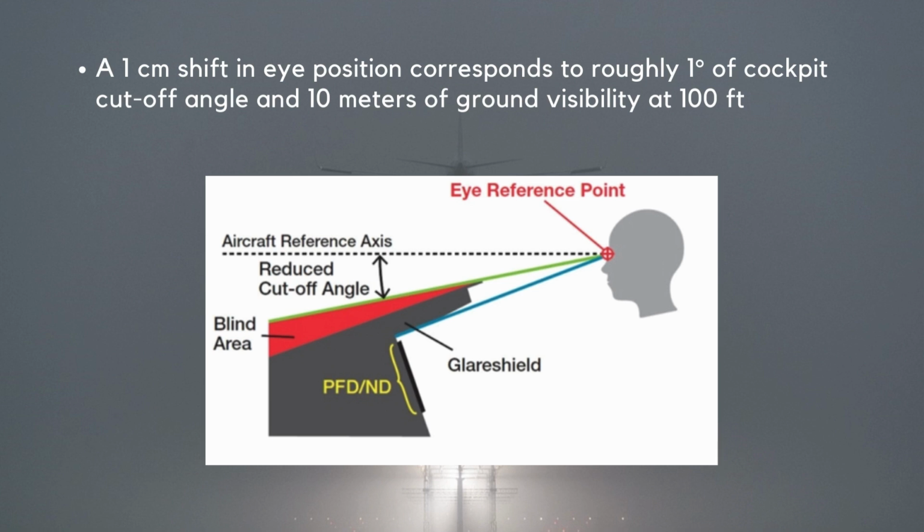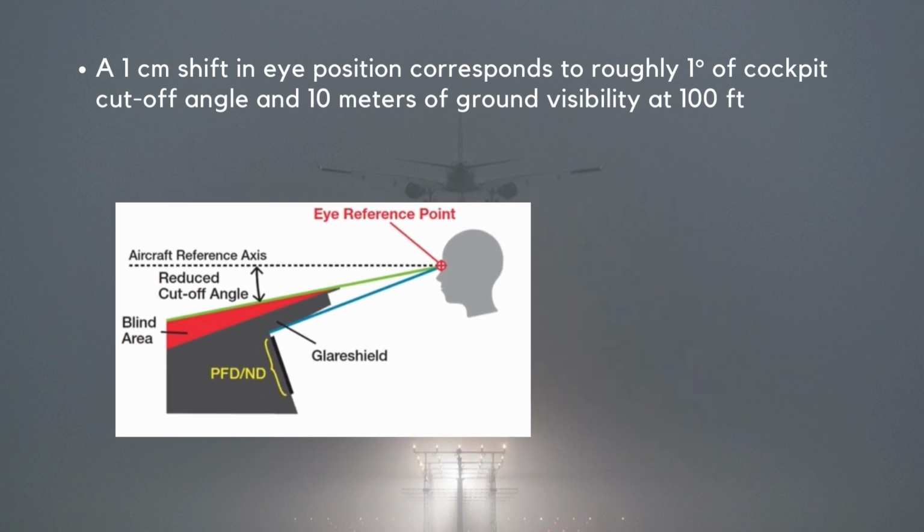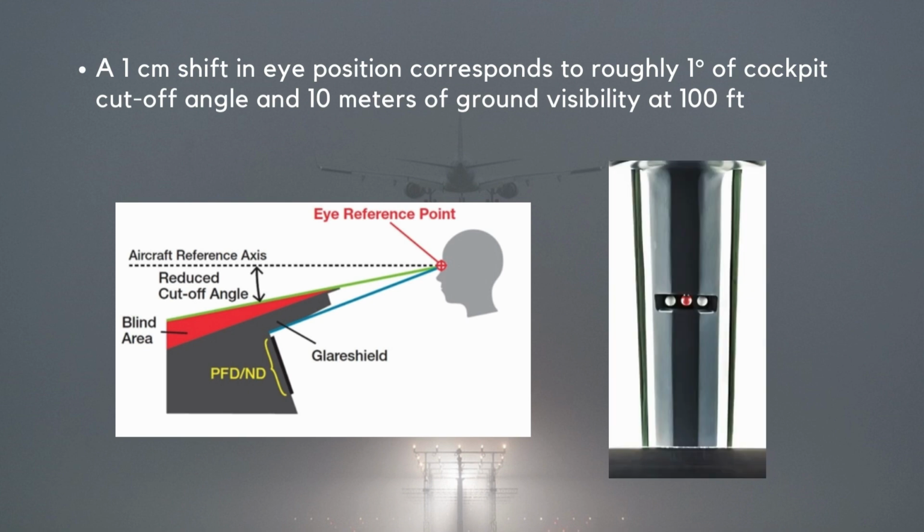Adjusting the seat properly allows for optimal use of the cockpit cutoff angle while ensuring all instruments and controls remain within easy reach. In the A320, there is a seat position indicator that helps pilots adjust their seating accurately. This indicator typically involves aligning red and white markers, which serve as visual cues to achieve the correct eye position for optimal visibility during approaches.